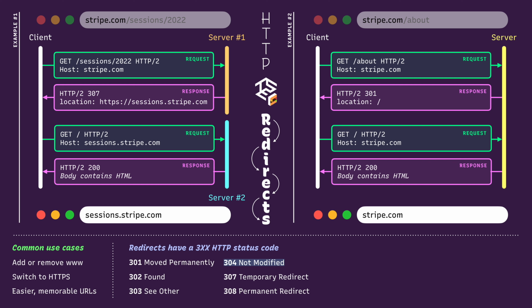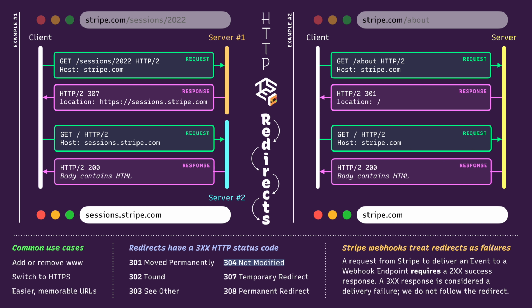Okay, now let's talk about something Stripe specific. Stripe webhooks treat redirects as failures. When Stripe makes a request to a webhook endpoint's URL to deliver an event, we require the server at that URL to return a successful HTTP status code, which is something in the 200 range. Unlike a web browser, Stripe's servers consider a redirect response to be a failure, and we do not follow the redirect. Redirects are one of the most common causes of webhook delivery failures when people are building new integrations.